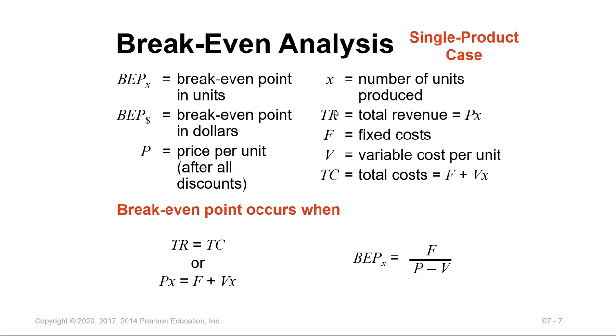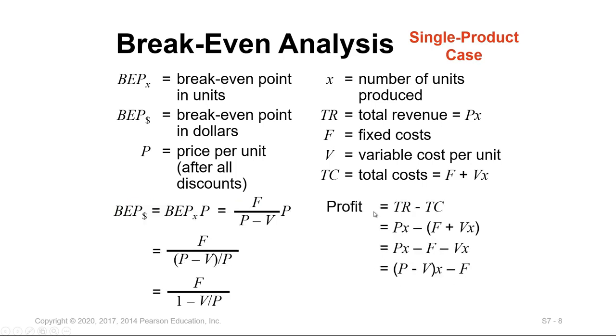With a little algebra, the number of units required to be produced will equal the fixed cost divided by the price per unit, or the price of one unit, minus the variable cost per unit. With algebra also, we can find the break-even point in dollars, which will equal the fixed cost divided by 1 minus variable cost divided by the price per unit.